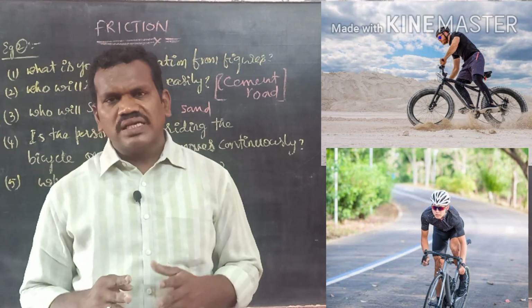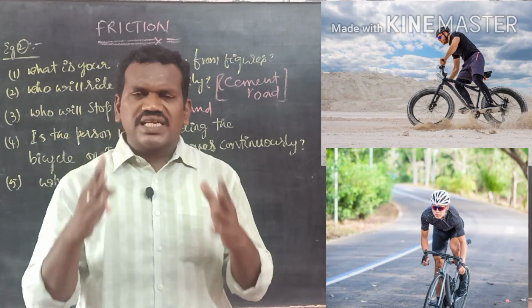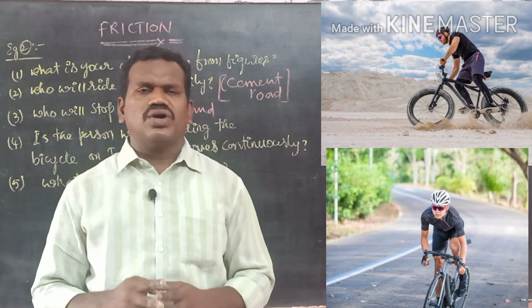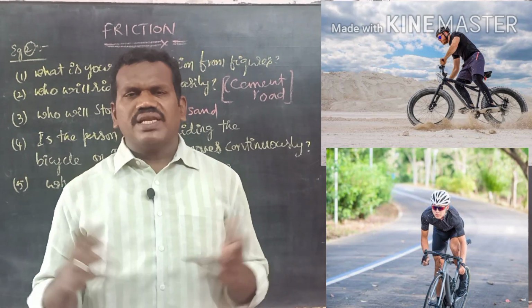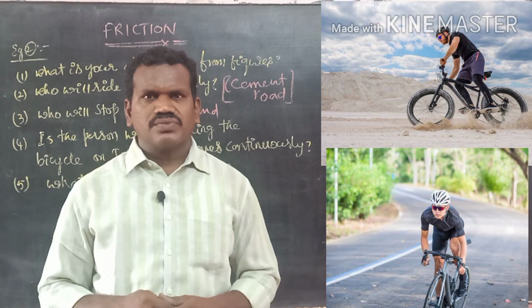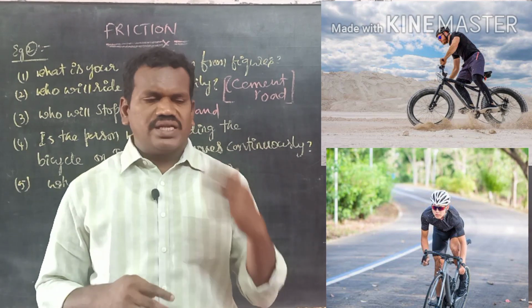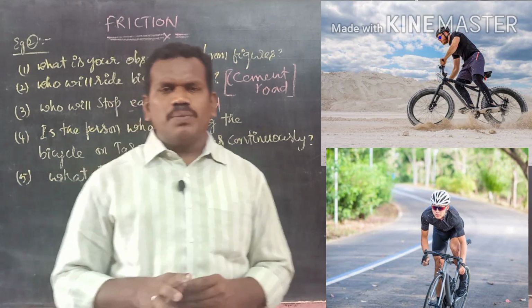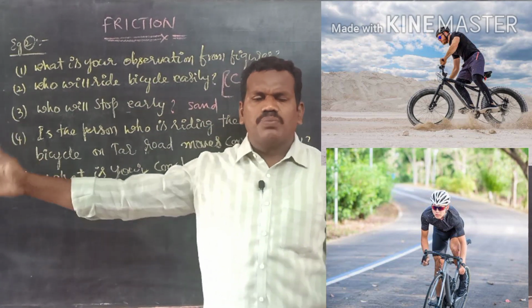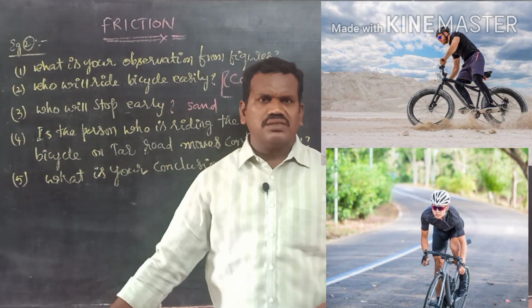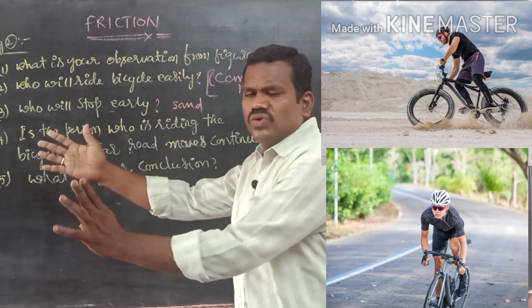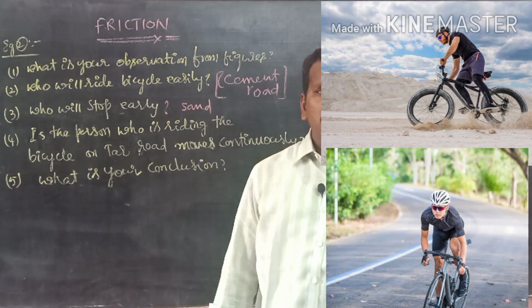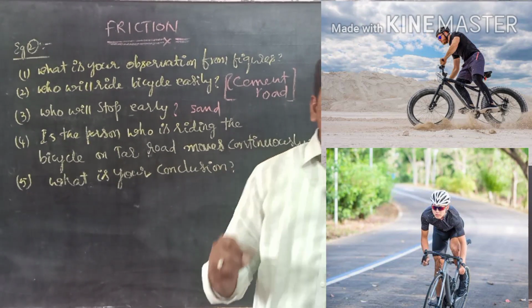This means the force which is resisting the motion of those bodies, that is called friction. For example, many kinds of friction we can observe. If you place your hand in the opposite direction, to the outside, because of the air force, our hand will move in the backward direction. This means there is friction.